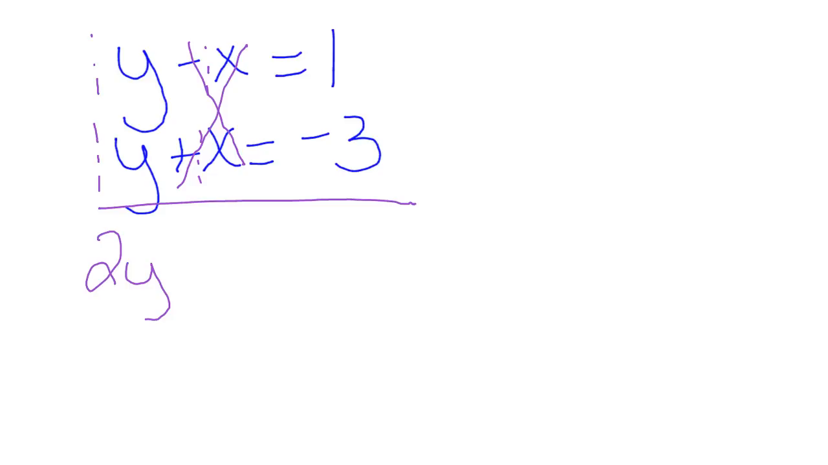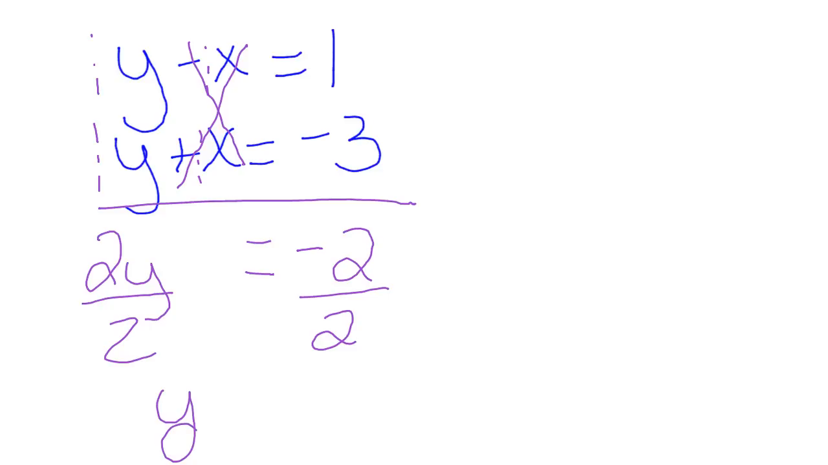Those two eliminate. Then I bring down my equal sign, and then I have 1 minus 3. 1 minus 3 is negative 2. Now I have a simple one-step equation. I'm going to solve this for y by dividing by 2. So my answer is y equals negative 1.